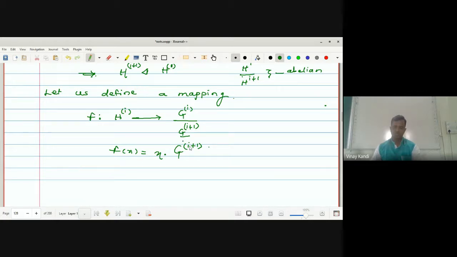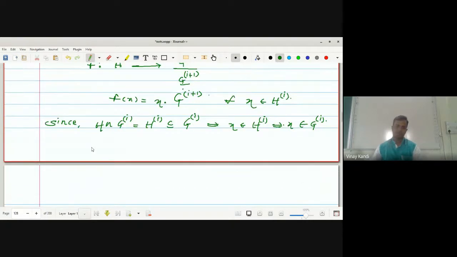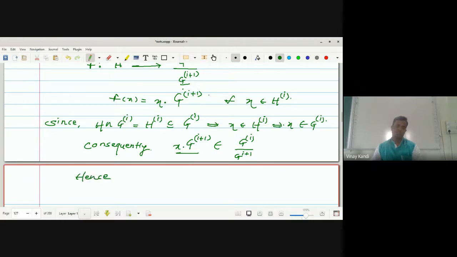Okay, since for all x belongs to the domain, what is the domain? The ith derived subgroup of H. Since H intersection ith derived subgroup of G is equal to the ith derived subgroup of H, it is contained in G raised to I. That implies if x belongs to H raised to I, then x belongs to the ith derived subgroup of G. Consequently, we get this x into G raised to I plus 1, an element of G raised to I divided by G raised to I plus 1. Hence this mapping is well defined.